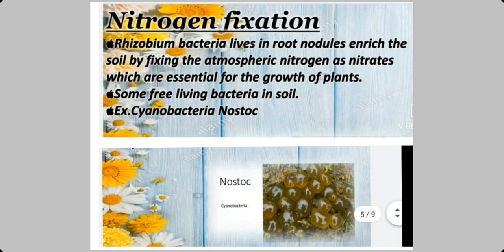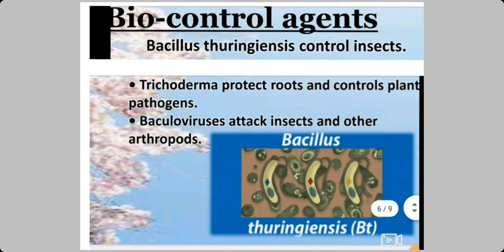So some free living bacteria in soil like cyanobacteria Nostoc can also fix nitrogen biologically. So cyanobacteria Nostoc is the example for this nitrogen fixation. This type of bacteria fixes nitrogen from the atmosphere as nitrogen compounds like ammonia, and it is essential for the growth of the plants. Cyanobacteria is the example for nitrogen fixation.